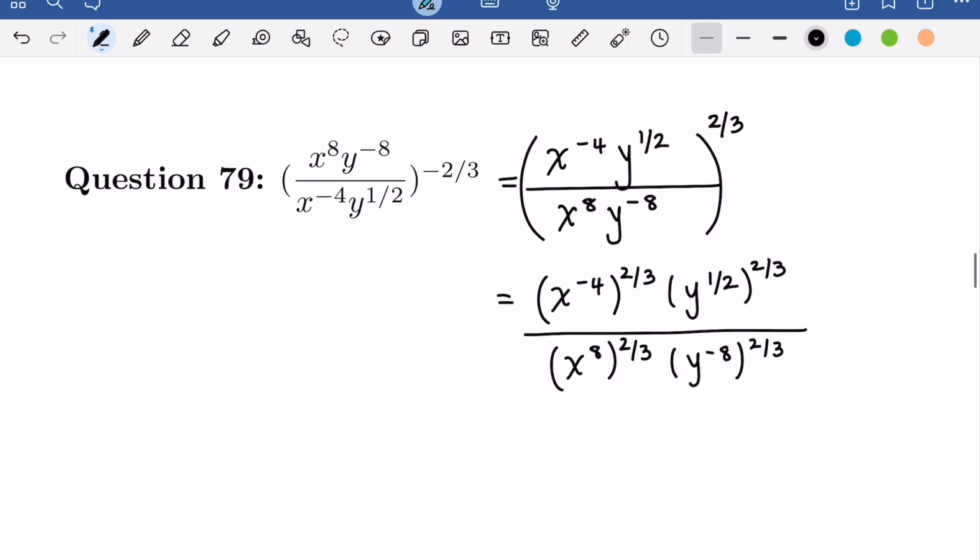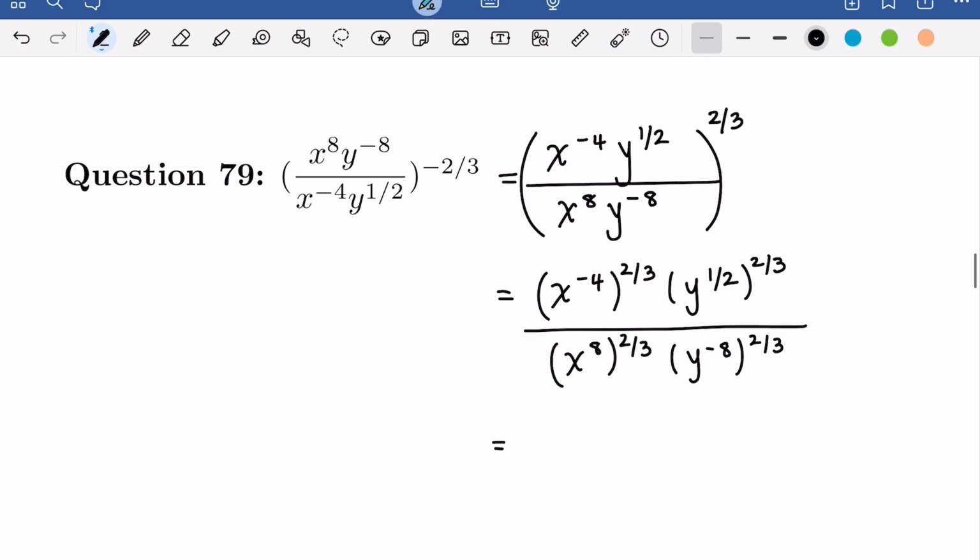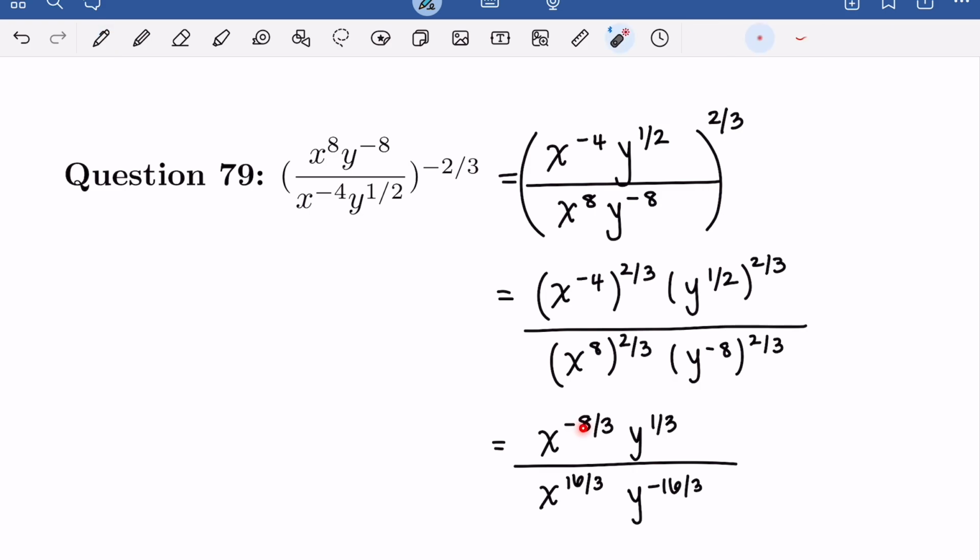All right, so from here we can multiply these guys using our exponent rules. For this first guy here, we're going to have x raised to the negative 4 times 2/3. So multiplying this guy, we're going to get x to the negative 8/3. Similarly, for our y, we're going to end up with y to the 1/3 power in our numerator. In our denominator here, we're going to have x to the 16/3 and then y to the negative 16/3. All right, so we're not done yet though. We still have negative exponents.